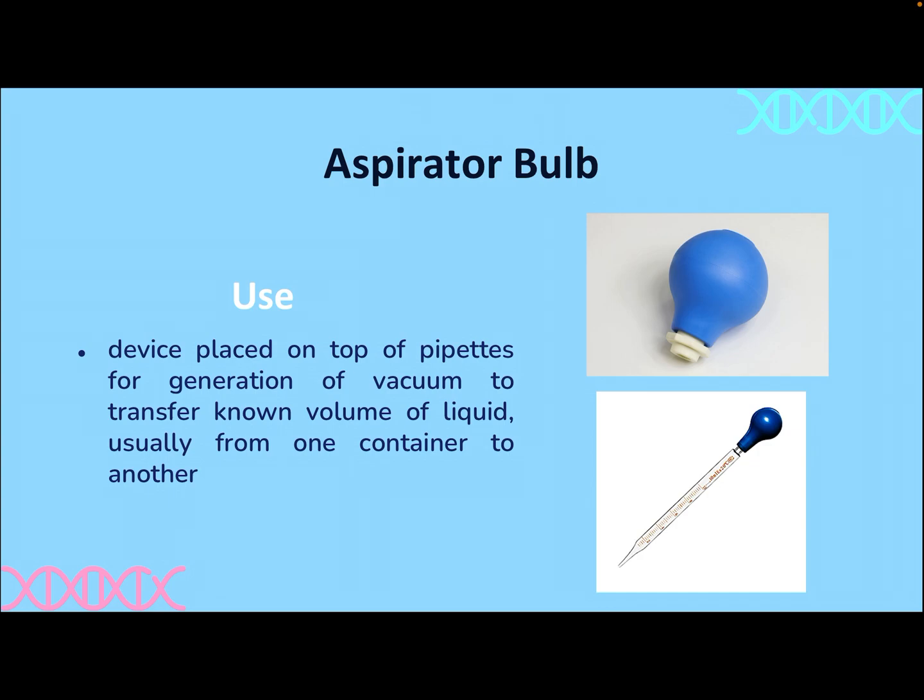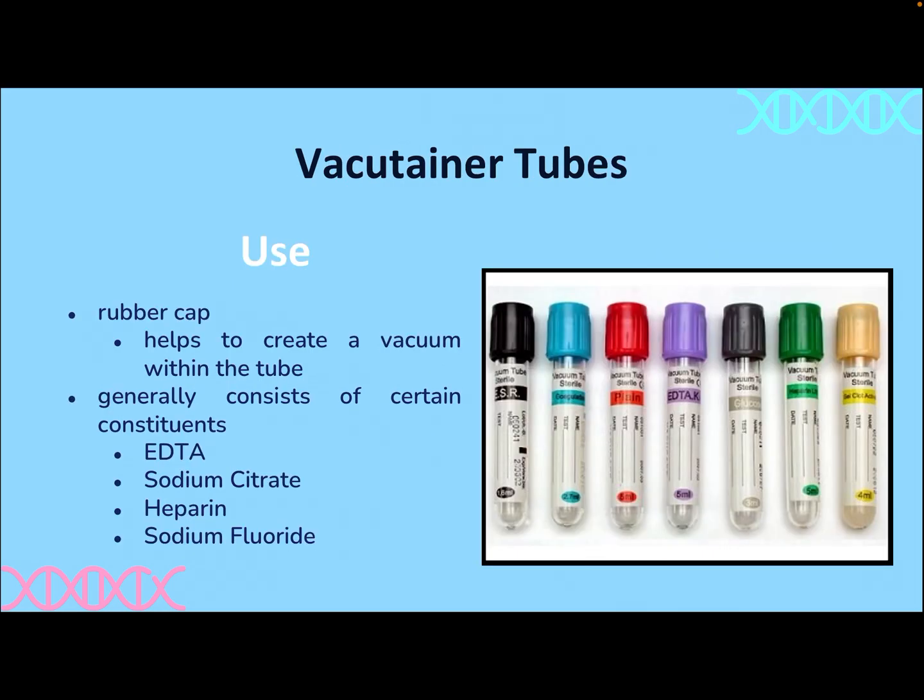Next is the aspirator valve. This device is placed on top of pipettes for generation of vacuum to transfer a known volume of liquid, usually from one container to another.